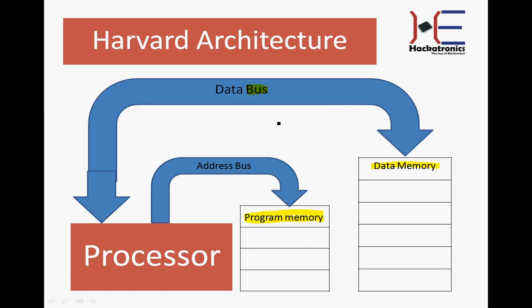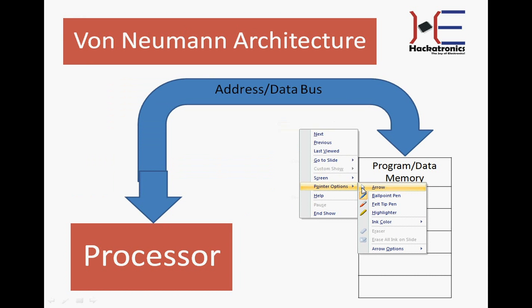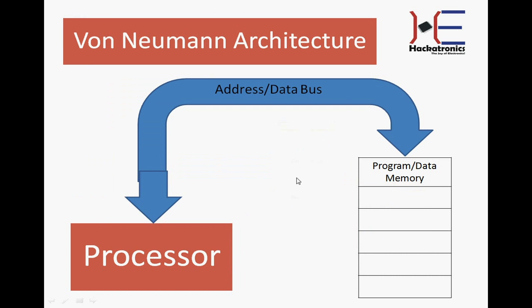Now, second we will study is von Neumann architecture. It is also known as Princeton architecture because it was discovered or developed in Princeton University. In von Neumann architecture, program memory and data memory are shared, that is, they are common. And address bus and data bus are also shared.